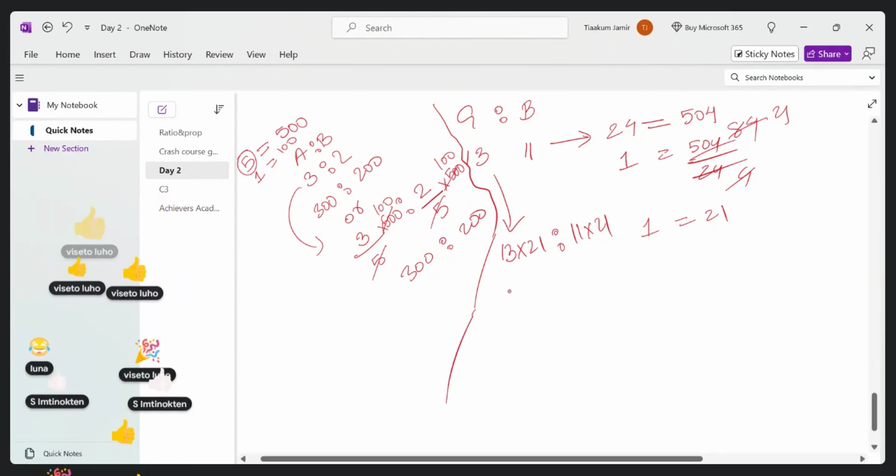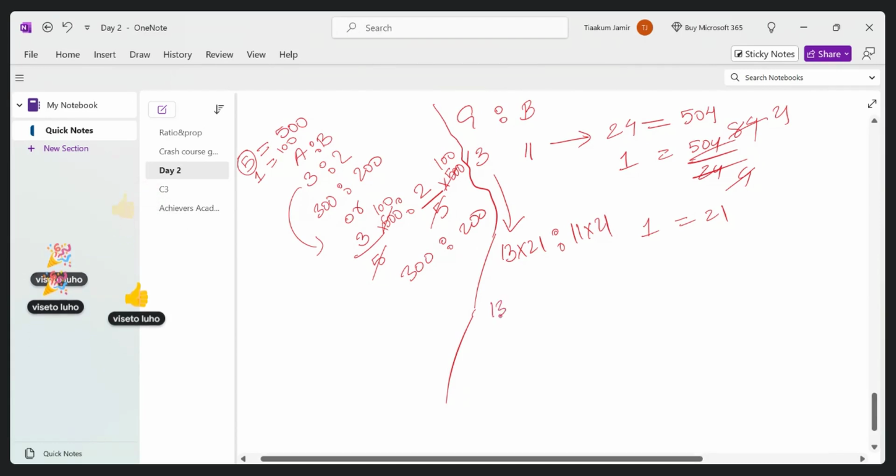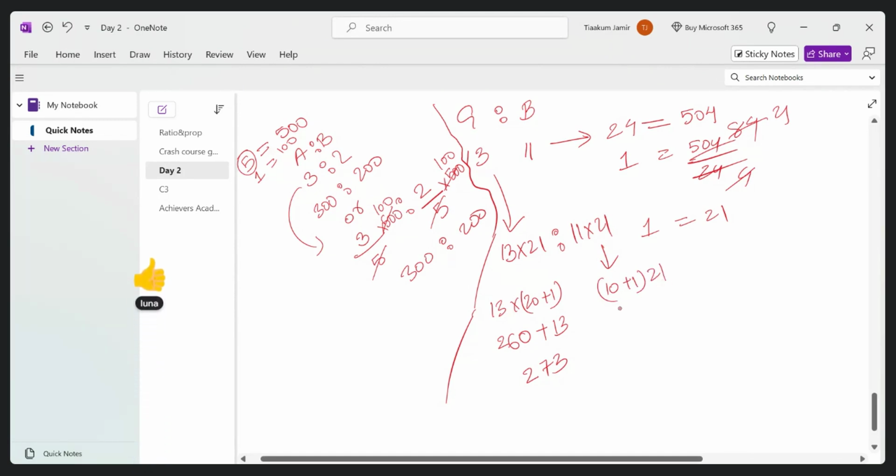13 into 21. Just take it what? 13 into 20 plus 1. 0 multiplied by 0 is 0. 2 13 times what? 26. Plus 13 1 times is what? 13. That gives 273. Here how much? 10 plus 1. 21. 21 10 times is 210 plus 21. This will give us 231, or no?